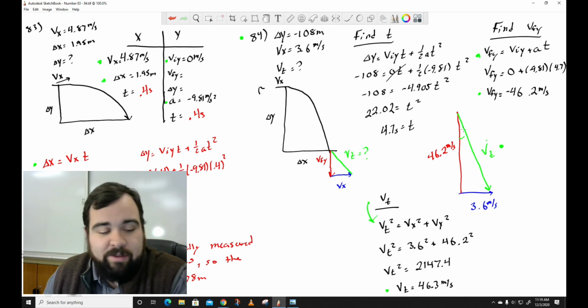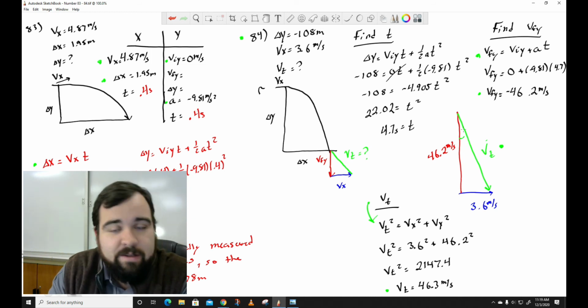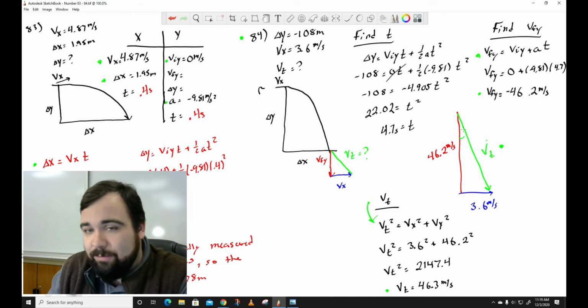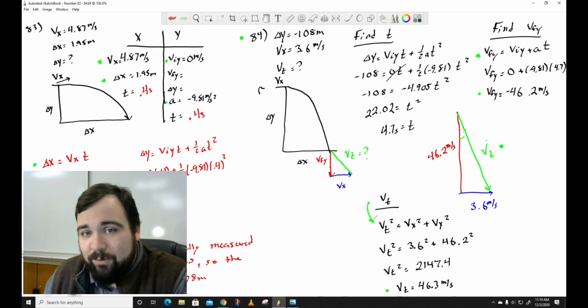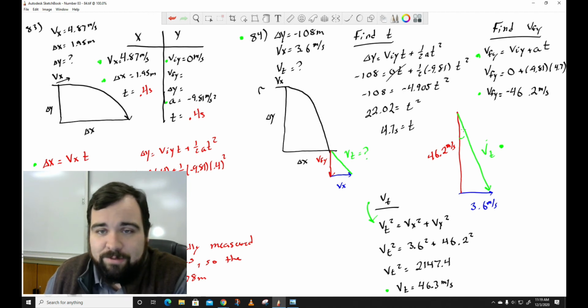But the question actually asks for speed. Speed doesn't care about the direction, so we can just go ahead and answer that as 46.3 meters per second, and we're done. So, next set of questions.